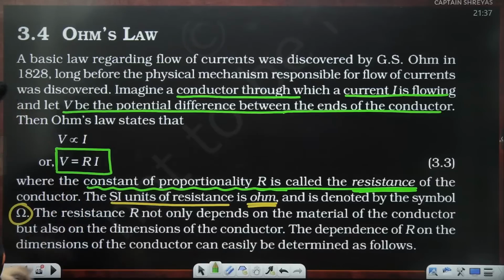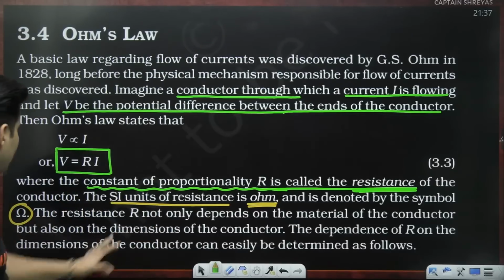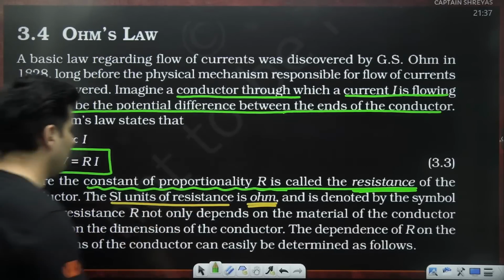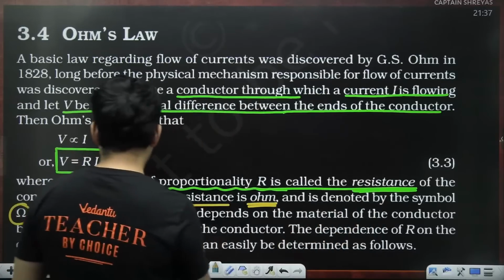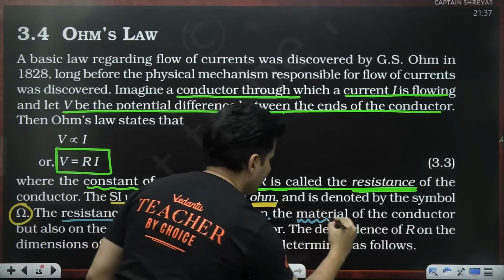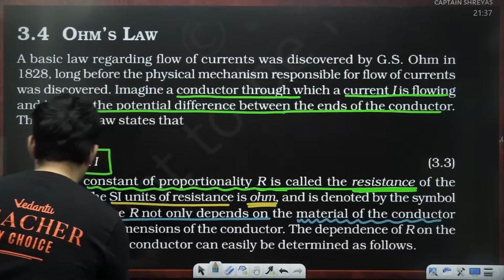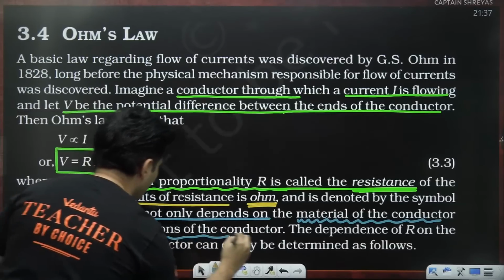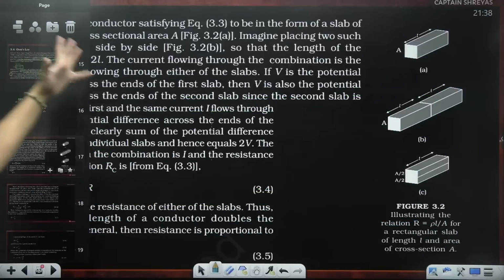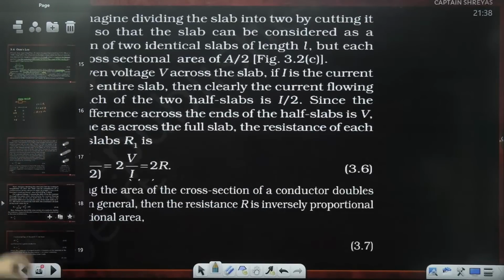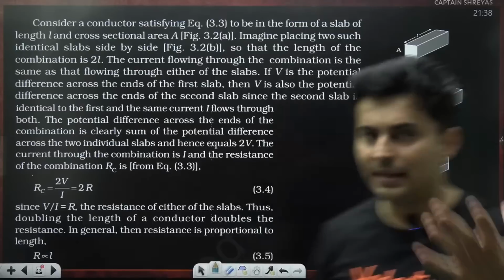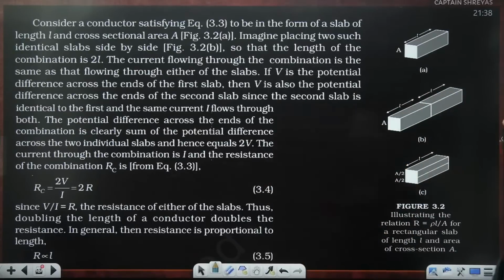Now, how does the resistance depend on the material as well as the dimensions? So we'll come to that as well. The resistance depends on the material of the conductor as well as the dimensions of the conductor. How does it depend? That is what they have explained in these few paragraphs right over here. I'll just have a look at it, and I'll explain and decode it for you.